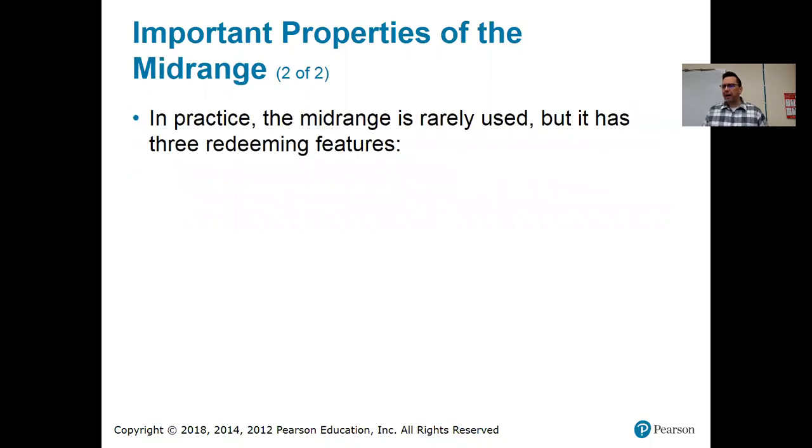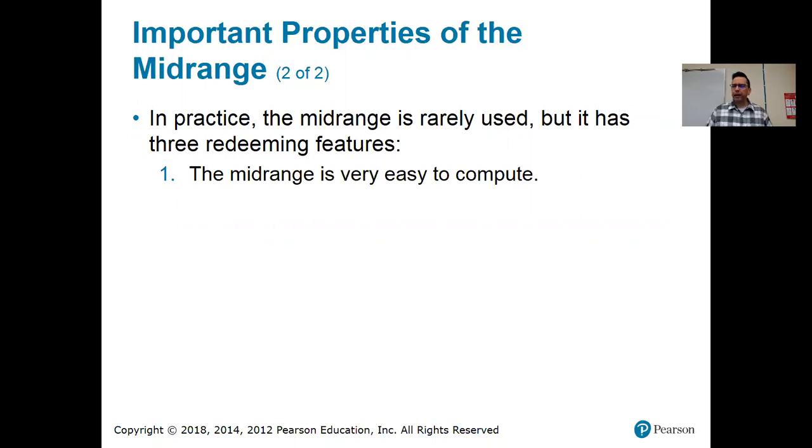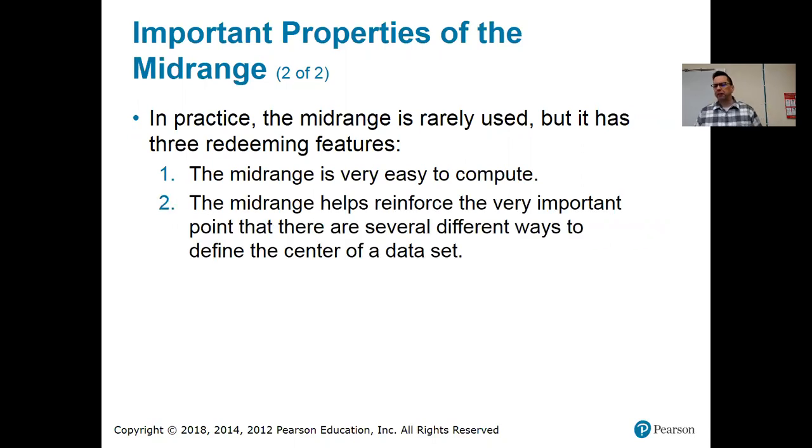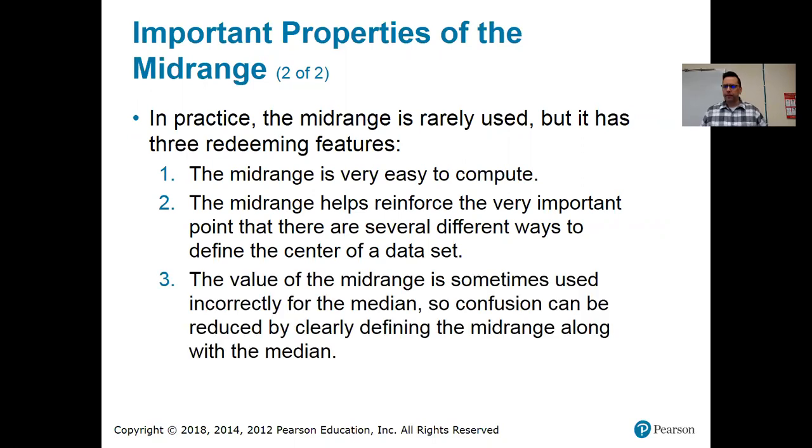The mid-range is not used all that much, but some advantages of the mid-range: it's very easy to calculate, it helps reinforce the important point that there are several different ways to define the center of a data set, and the value of the mid-range is sometimes used incorrectly for the median. So confusion can be reduced by clearly defining the mid-range along with the median.